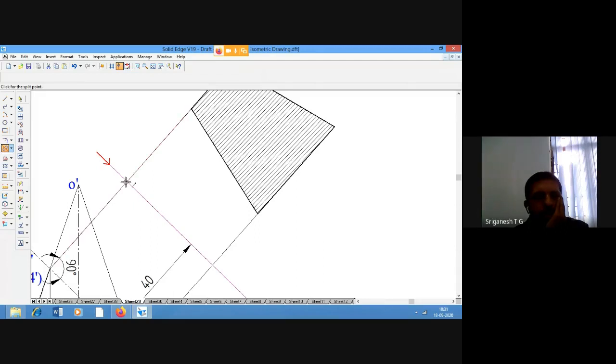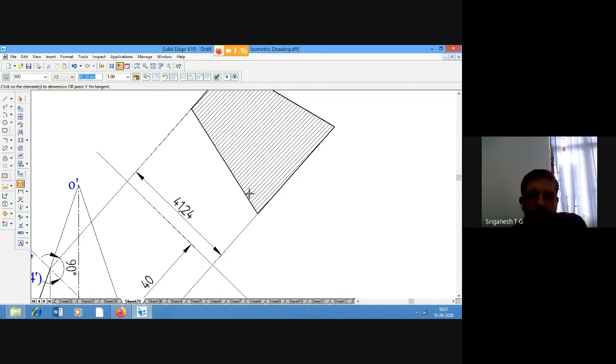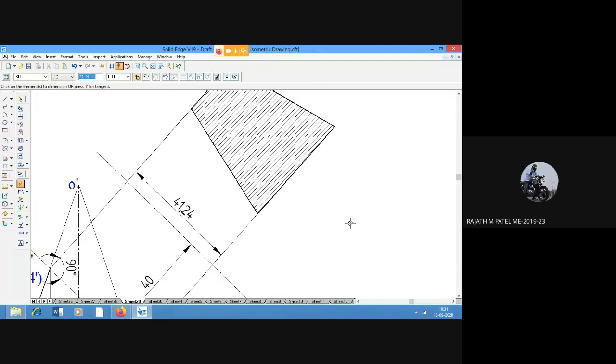Split it over here. And split. Yes, I want this. So this should also be actually at around 40. If your measurements are correct, it will come at around 40 mm. Okay, I have not drawn it exactly.